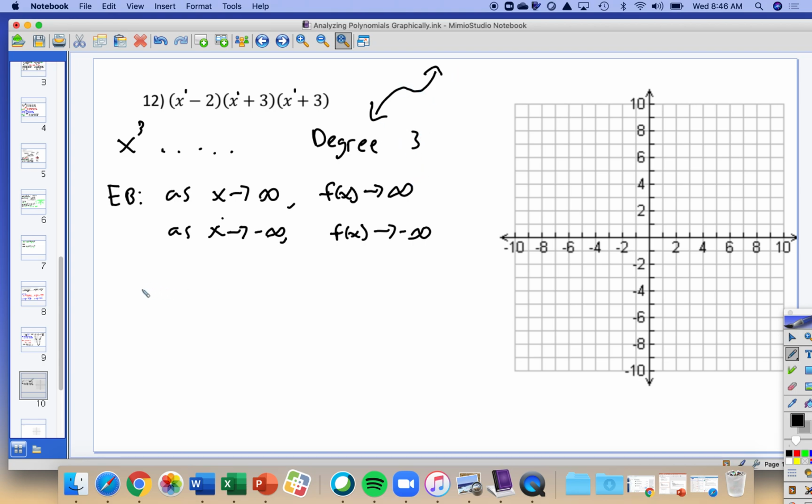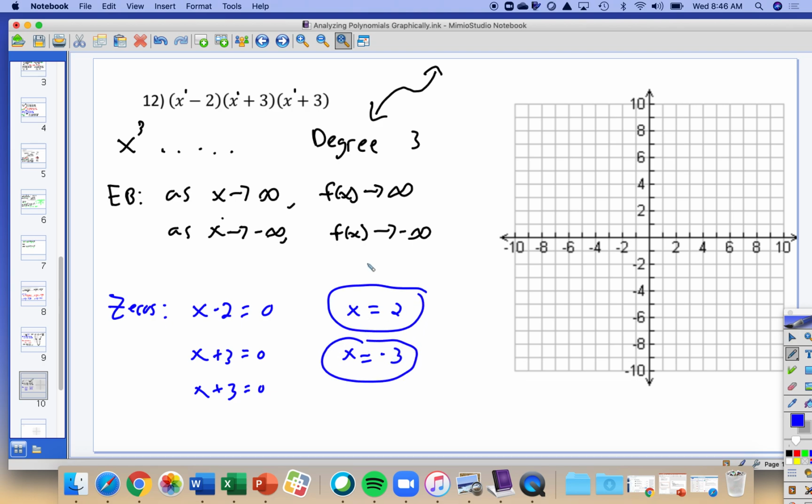Okay, now the zeros, it's already in factored form for us, so they really helped us out here. Right, I could take each of these factors and set them equal to 0. So I have x minus 2 equals 0, I have x plus 3 equals 0, and x plus 3 equals 0. So really, I end up with only 2 zeros.